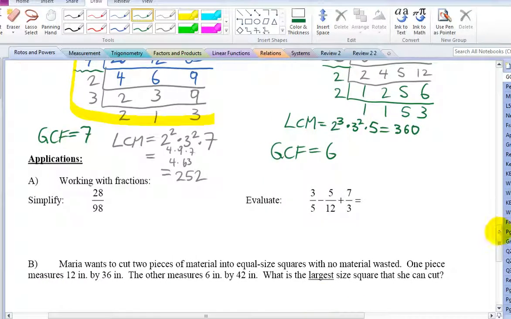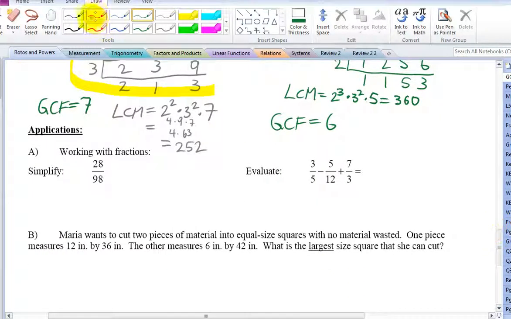Applications. So working with fractions. So what you want to do, and you do this all the time without thinking, or you should be able to, is you want to divide by a GCF to reduce to lowest terms.